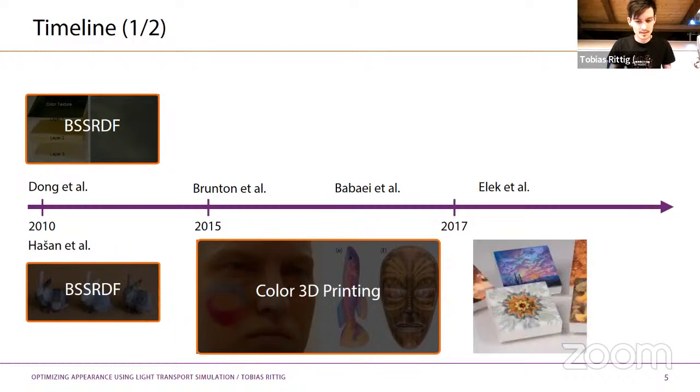Then 2017, Elek et al. also proposed a method on how to distribute the colors in a certain way inside the volume, but they already went a step further and tried to compensate for some of the problems that are visible on the printouts at that time. And this was namely the lateral scattering effects that led to texture blur and reduction of contrast.